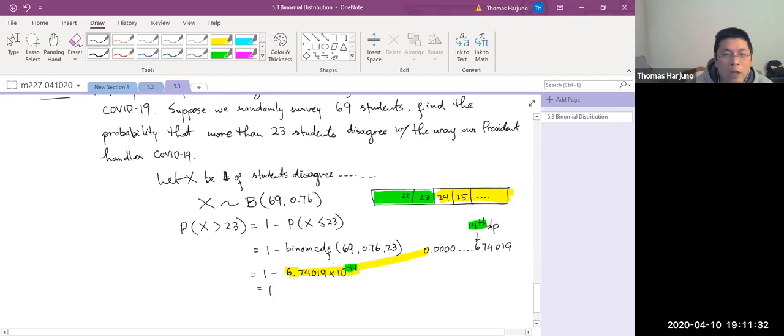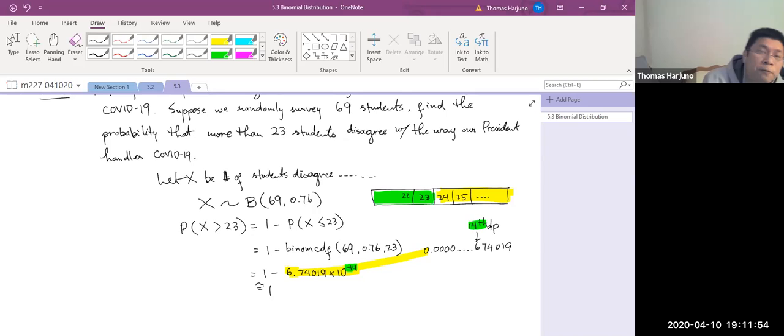Yeah, because the number I shade in yellow is so small that when I subtract from 1, it will be just very slightly less than 1. If I round to 5 decimal places, that's basically 1.